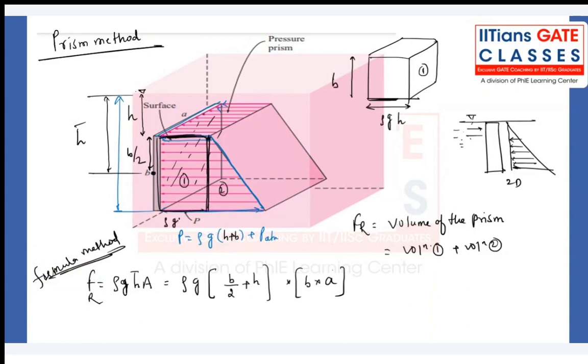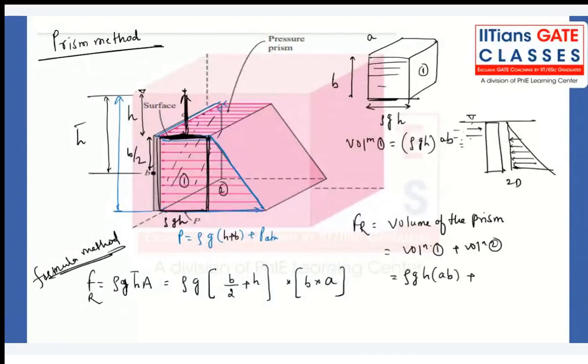Rho g h. See, guys, on this one, what is the value from the top surface? What is the total pressure? The total pressure will be rho g into h. That is the pressure value acting, rho g h. And what is this one? B is there. And what is the width? Width will be A. Then what is the volume of prism 1, guys? Rho g h into AB. Getting my point? I'm writing rho g h into AB.